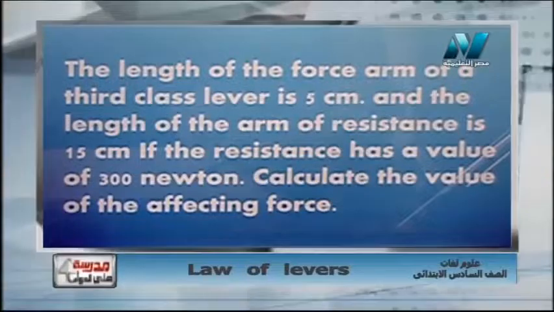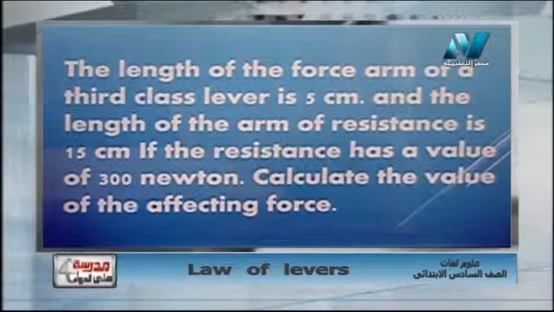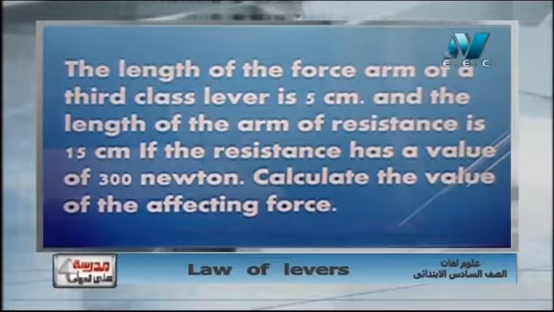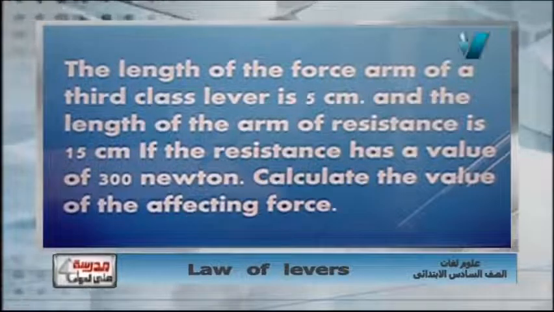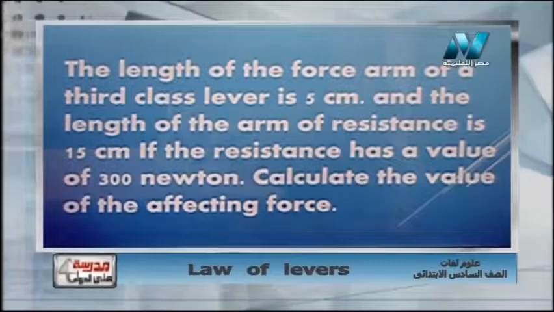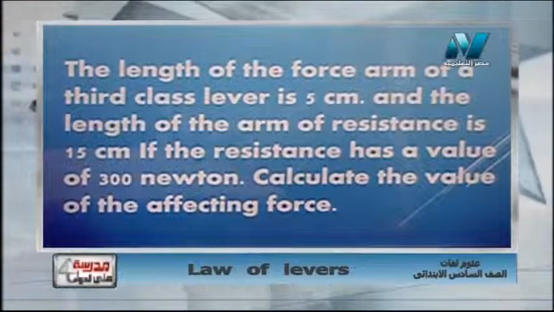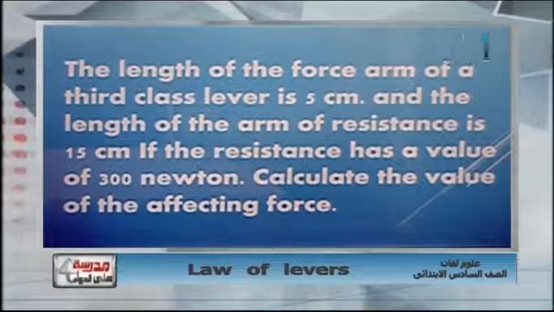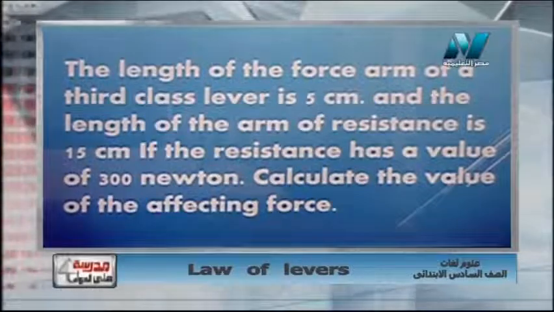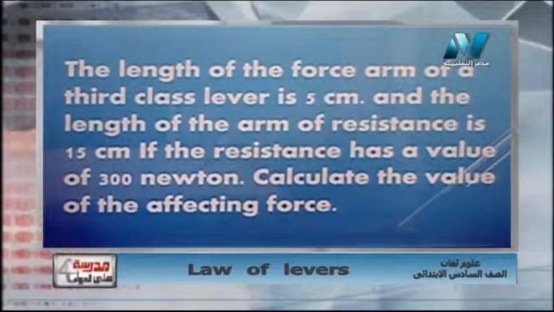Now let's go to this problem. The length of the force arm of a third class lever is 5 centimeter. First given is force arm, F.A. is 5 centimeter. And the length of the arm of resistance is 15 centimeter. So resistance arm is 15 centimeter. If the resistance has a value of 300 Newton, the third given is the value of resistance, R equals 300 Newton. Calculate the value of the affecting force.